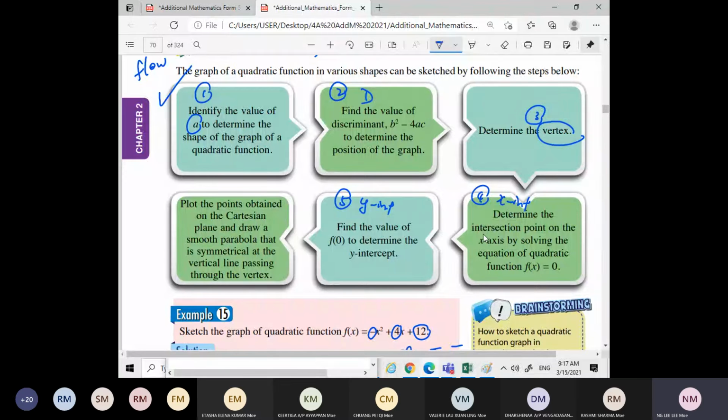For this one, I want to draw your attention. If the D is smaller than 0, D is smaller than 0 means what? They will not have an x-intercept. So this one, no x-intercept. So you can skip this step 4 if D is smaller than 0. So you have to pay attention a bit. If you get the discriminant D from step 2 is negative, then no need to do step 4, because there is no x-intercept.